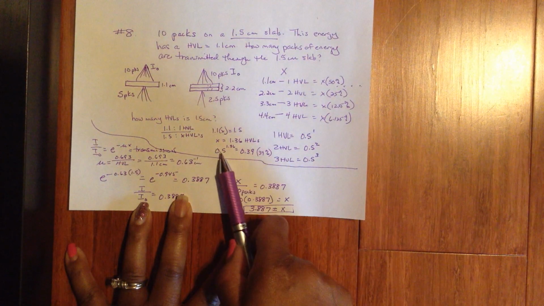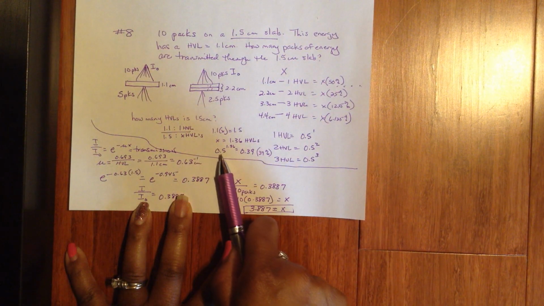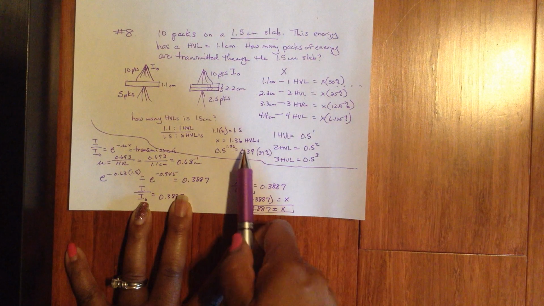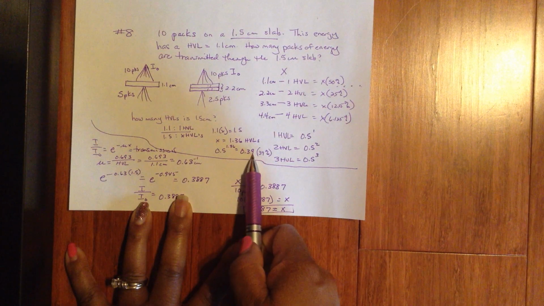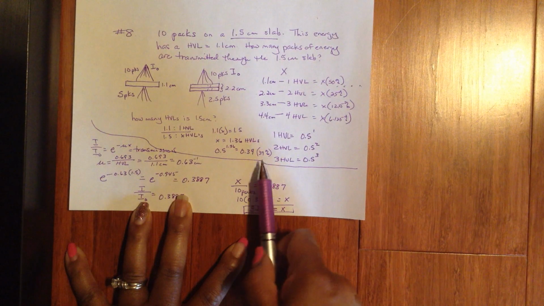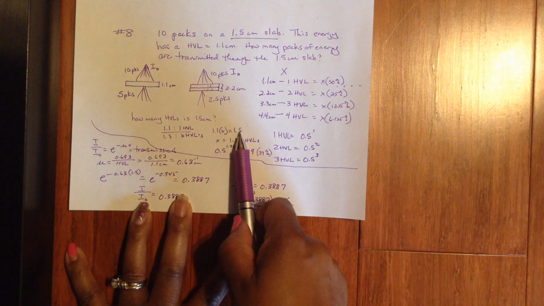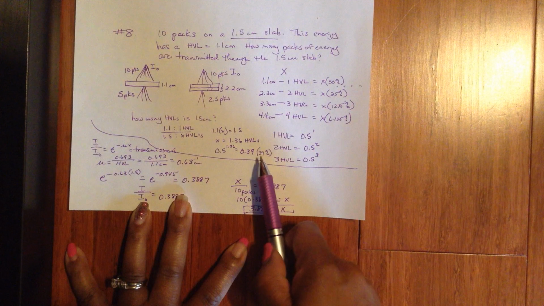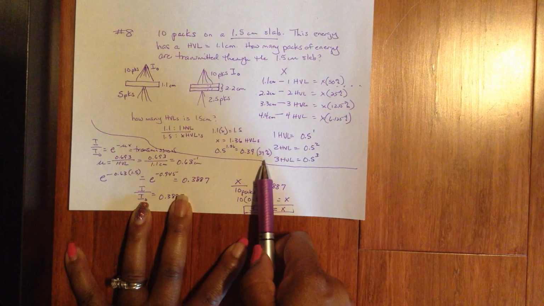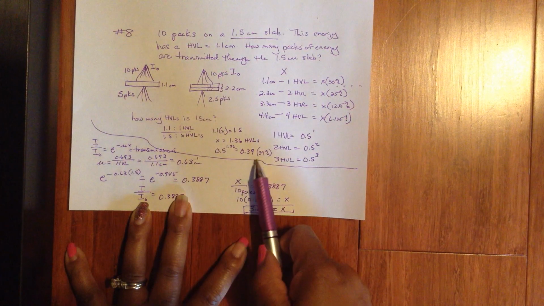So I could take the half to represent 1 half value layer and raise it 1.36 times. You could do this in your calculator and you come out with this answer. 0.39 expressed in a percentage is 39%. So on the other side of 1.5 centimeters, I'll have remaining 39% of where I started. 39% of 10 is 3.9.